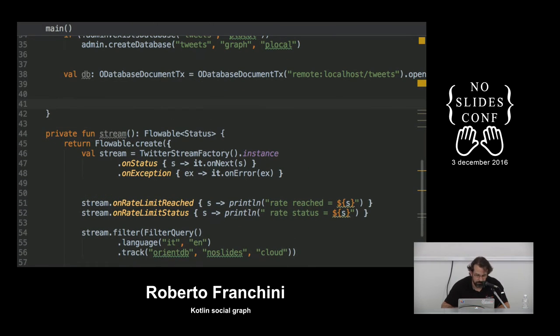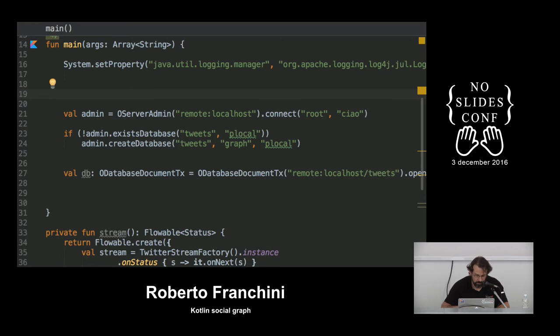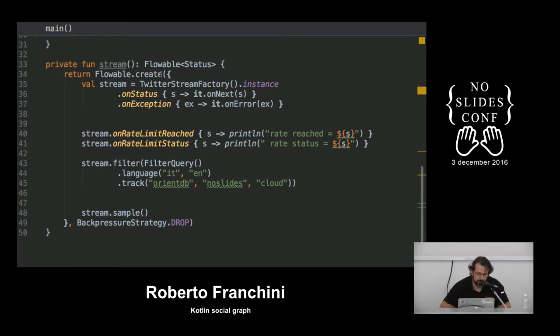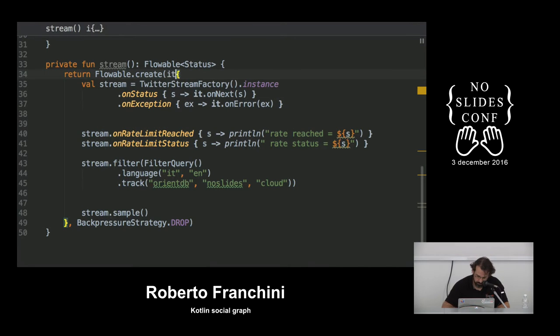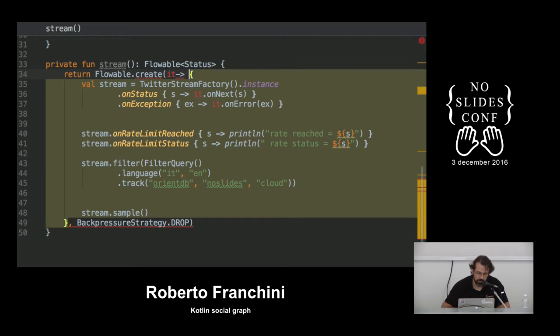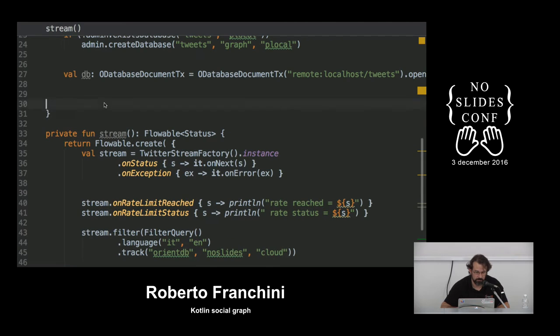Okay. So this is not needed anymore. Flowable.create, we encapsulate the stream fetcher inside. On every status we call it. You can use it as a reference of the closure caller or something else, okay? And we use a drop back pressure strategy. So if the system can't handle all the data from the stream, it will drop the data without worries about it. Only streams.